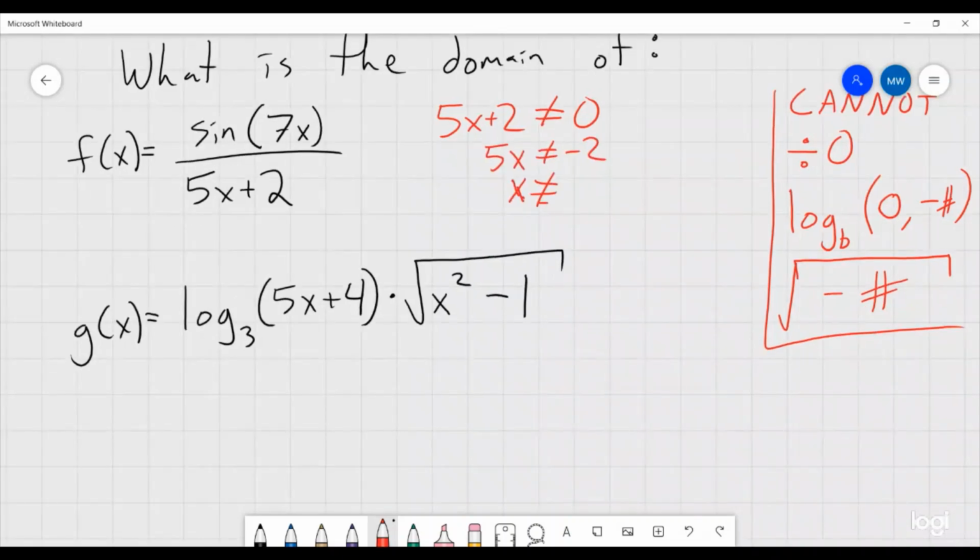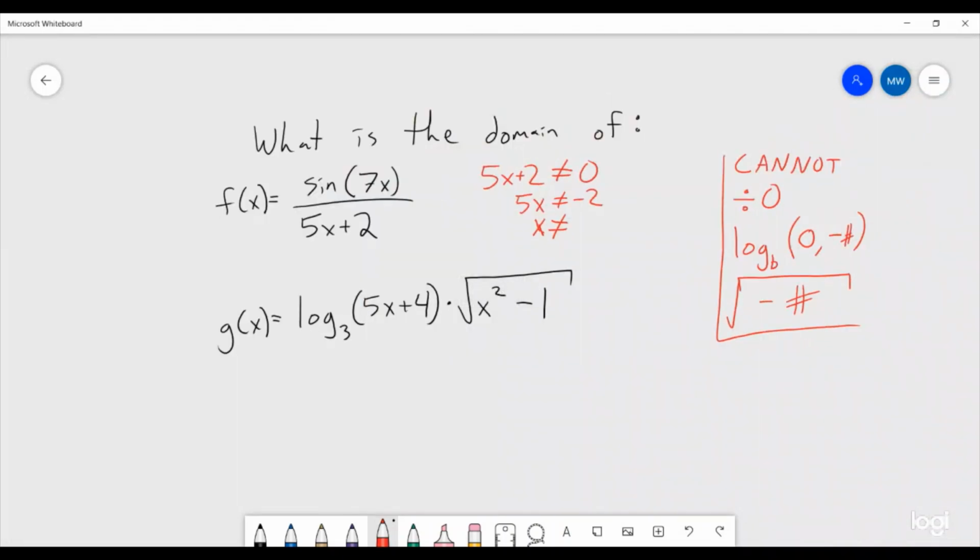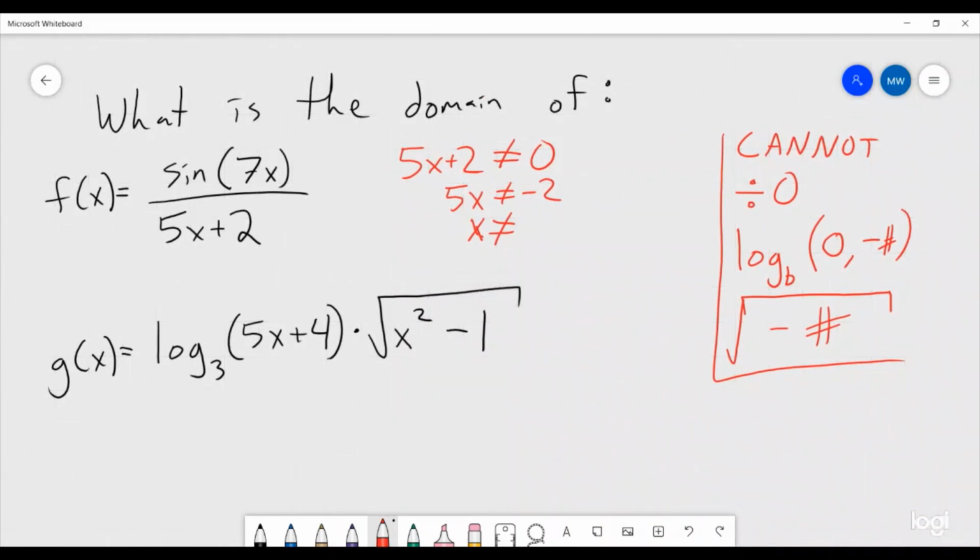Not be, whoa, go back to normal. So that means that x cannot be negative 2/5. So that took care of we can't be divided by 0. Are there any logarithms? No. Any square roots? No. So that means that all 3 of these are taken care of.